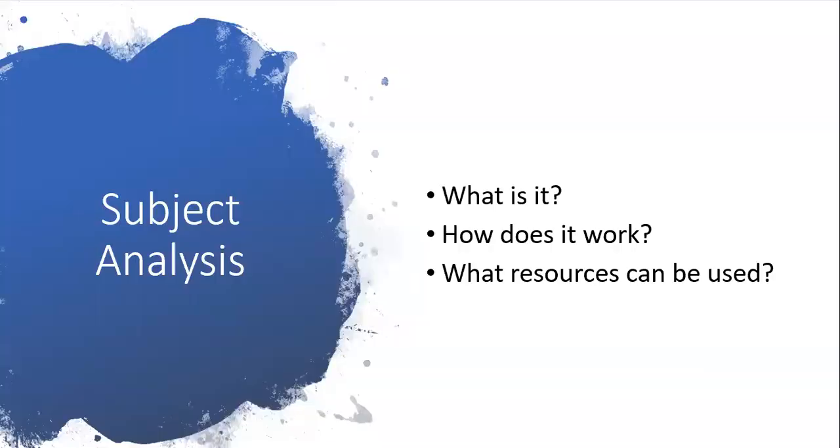Okay, so subject analysis. What is it? How does it work? What resources can be used? Whether you are new to cataloging, have been cataloging for a long time, or are somewhere in between, you know that subject analysis can be complicated. You need to determine what subject headings or topics match the item that you're cataloging. If your library uses Library of Congress subject headings, or LCSH, then you need to become familiar with how LCSH are formatted.